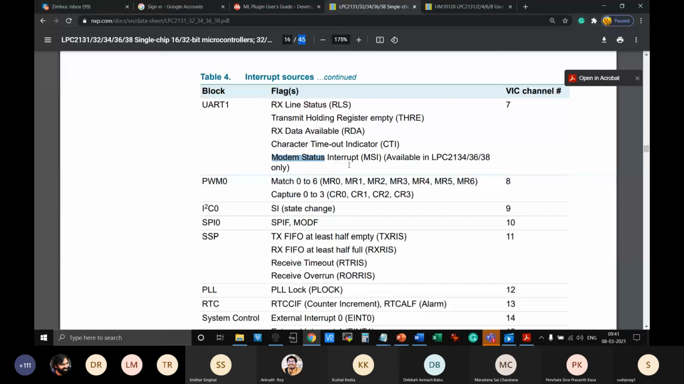Now, there is a slight difference between the line status and modem status interrupt. The modem status interrupt depends on the ring indicator signal, RI signal, okay? RI and DCD signal, data carrier detect or data code detect. So how this modem used to work, you have to understand that in order to understand what I'm saying.